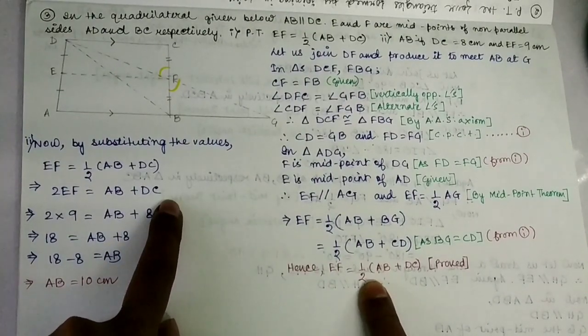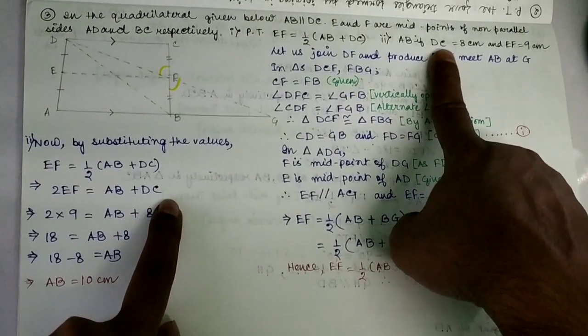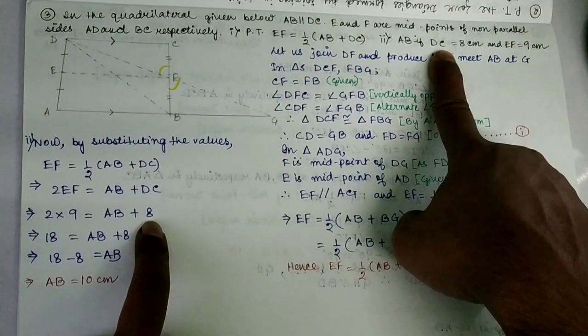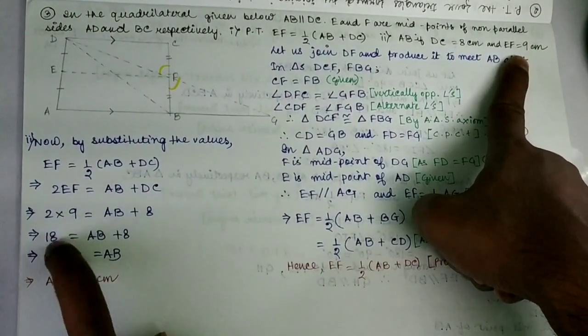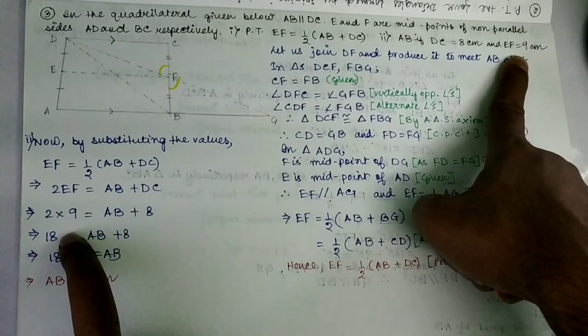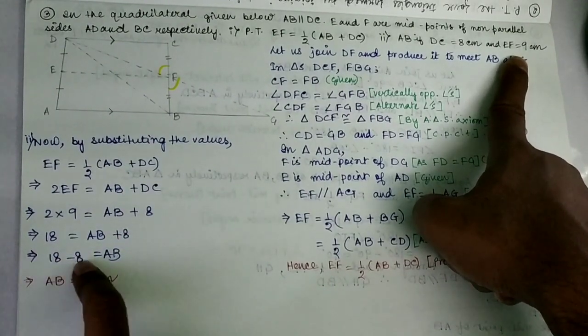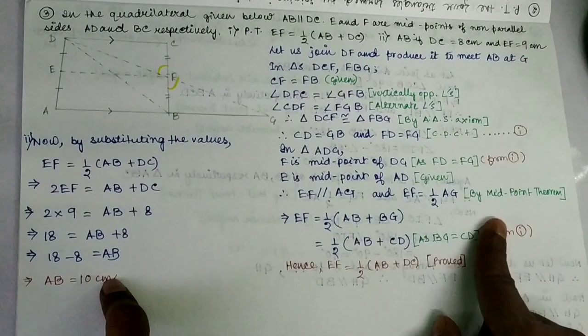Now let us put the values, whatever we know. We know the value of DC, so we are putting it over here, 8, and we know the value of EF, 9, so we are putting it over here, 9. So 2 into 9, 18, here we are having 8, so 8 goes to the LHS, so 18 minus 8, AB equal to 10 centimeter.